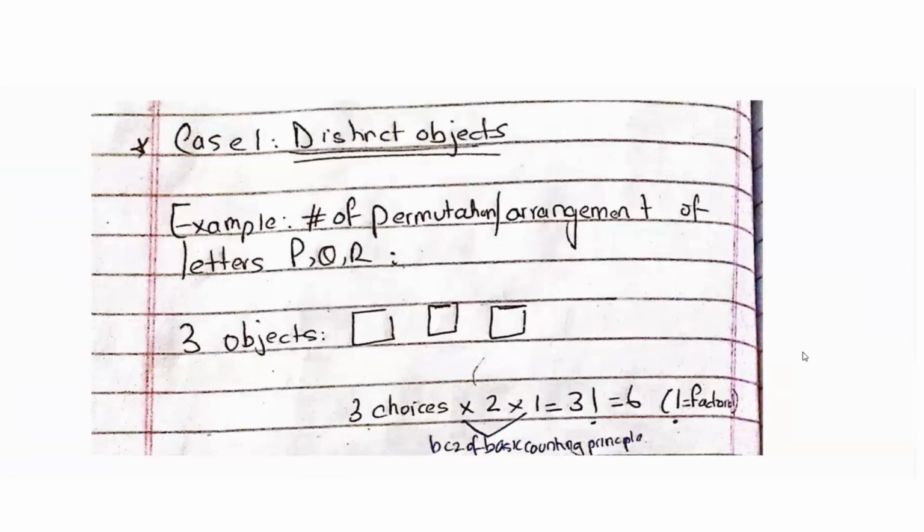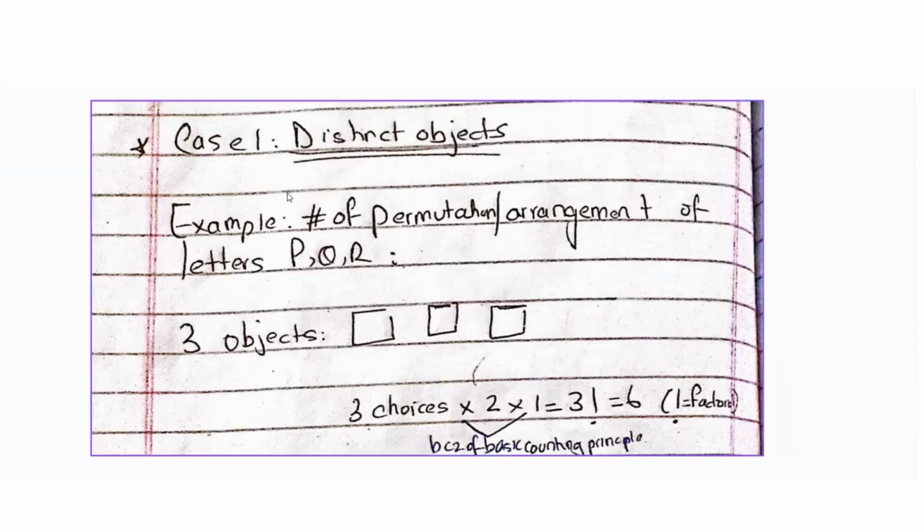We're going to consider two cases when we're looking at permutations of an entire set of objects. Case one is that we only have distinct objects. As an example, consider that you want to find the number of permutations or arrangements of the three distinct letters P, Q, and R. So we have three objects here. Now we want to arrange these three objects. For the first object, we have three choices, any of P, Q, and R.